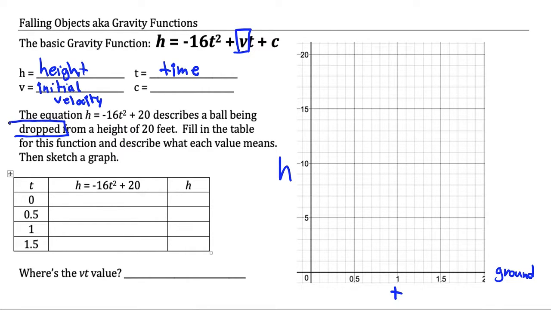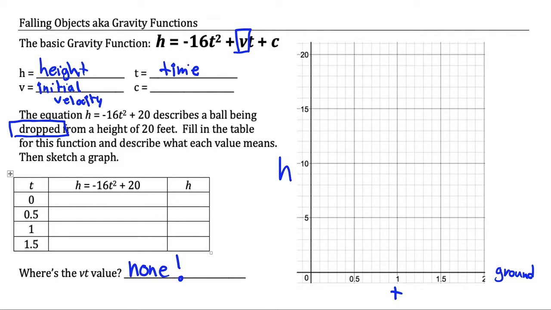So spoiler, we skip to the end. This ball is just being dropped. So where is the initial velocity? There is none. There is no initial velocity because in this case, we're just dropping the ball. We're not even throwing it up. We're just letting go of it. So there's no power behind it. Letting go of something, there's no power.